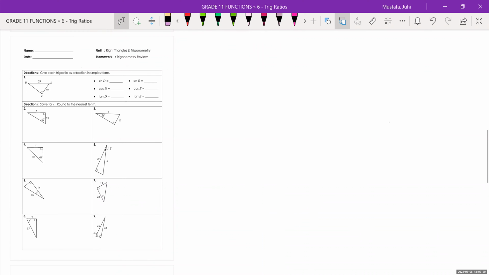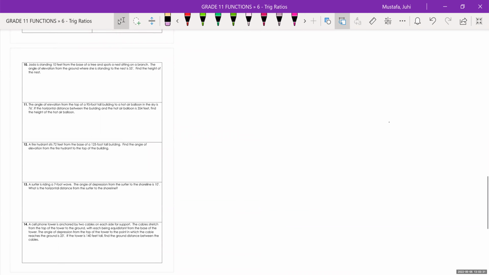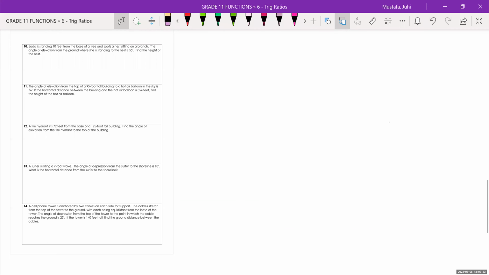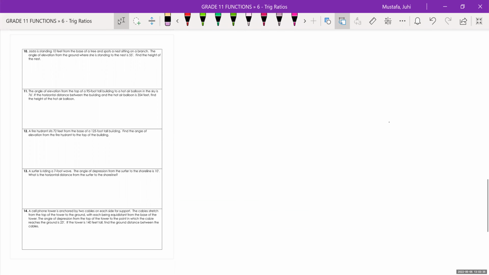So this is page 1, and I've actually posted the answers for this on Brightspace because I know that I didn't include it here. So page 1 is just getting you to use SOHCAHTOA. And then page 2 is just word problems. If you feel like you're not so confident with word problems, then maybe do all 5 of these for extra practice.